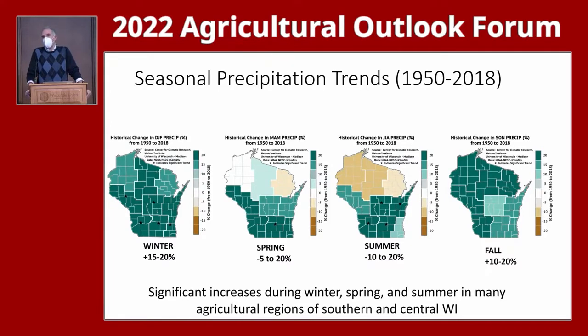Seasonal precipitation, well, it's been getting wetter and trending a lot wetter. These figures are showing the seasonal increases. The asterisks are significant at the 95th percentile. So we've had significant increases during winter, spring, and summer in many of the agricultural regions.